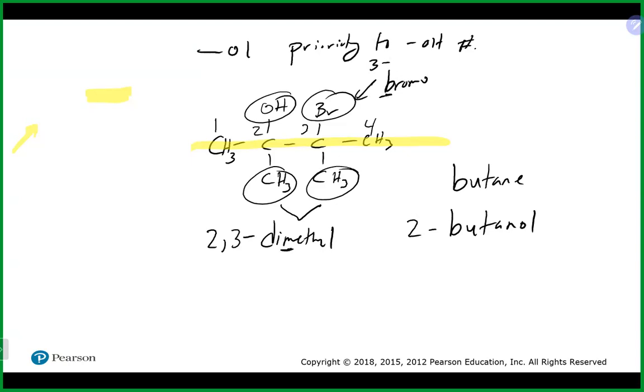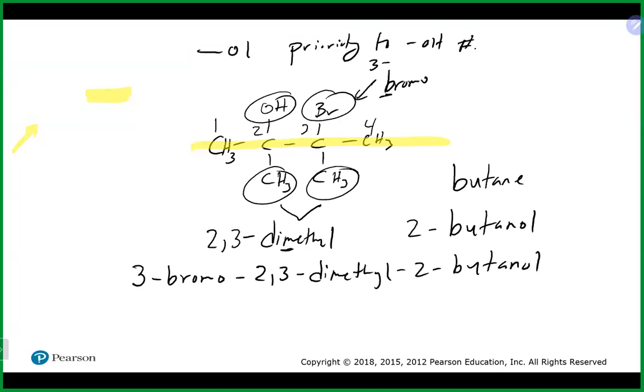So we don't look at the prefix. So this is going to be 3-bromo, 2,3-dimethyl, 2, I'm running out of page here, butanol. What happens when you just make up something and go after it? I don't know. So we got 3-bromo, 2,3-dimethyl, 2-butanol. Any questions on that name?